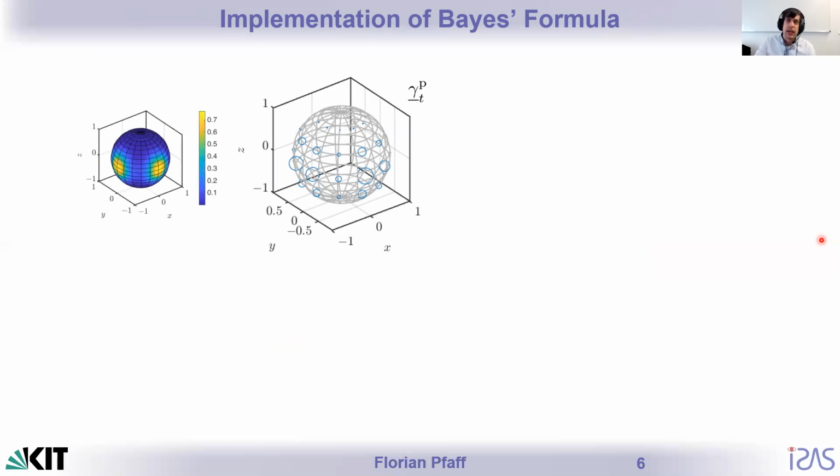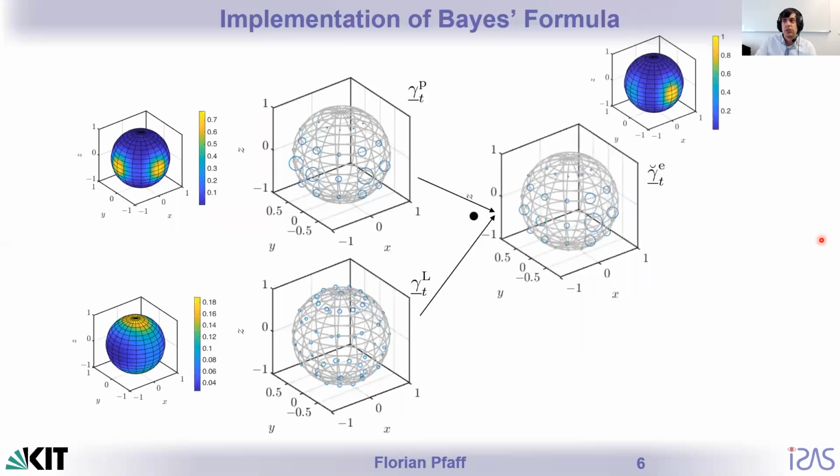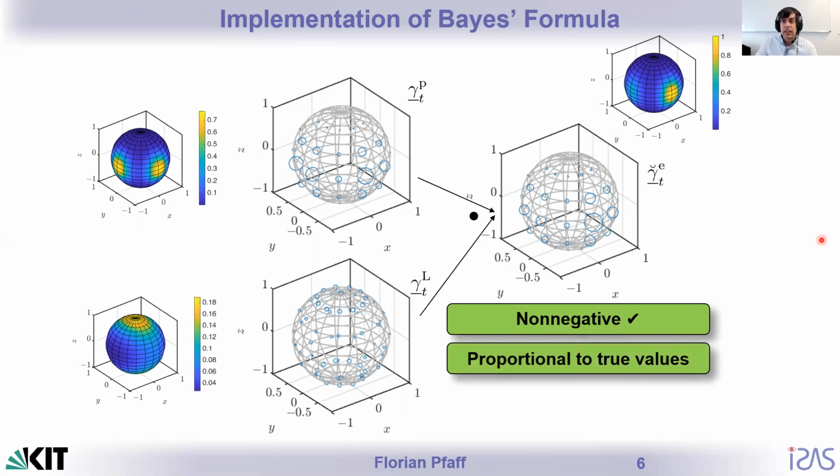So if we have Bayes formula to implement, then we have the vector of function values of our prior density, which then, if you interpolate it, looks like that. And we've got that of our likelihood. And then all we need to do is just multiply each of the values. And if you multiply two non-negative numbers, then obviously this is always non-negative. And the nice thing is that actually you get values proportional to the true function values of the posterior density.